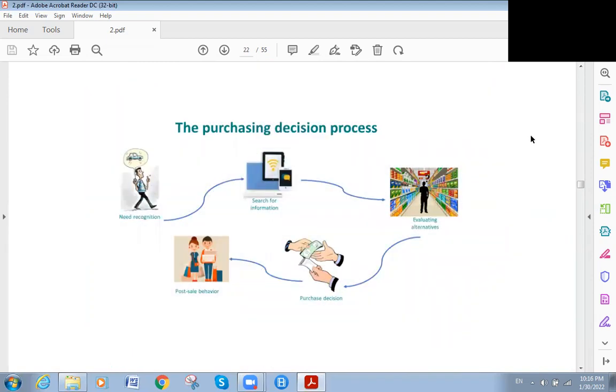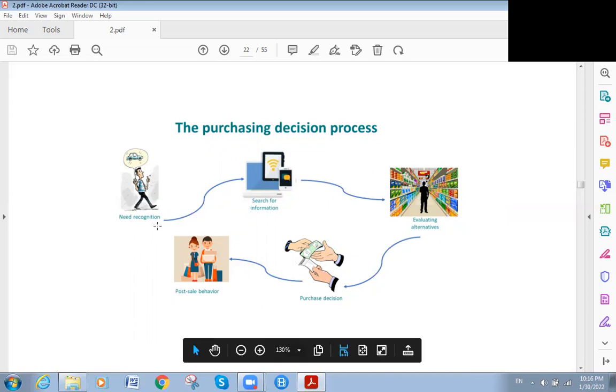This graph is very important because it tells me the purchasing decision process. You, as a purchaser, have a need recognition. You search for information. You evaluate the alternatives. You find many types, for example Coca-Cola, Pepsi-Cola, 7-Up, and so on. So you are trying to evaluate the advantages and disadvantages of each one. Then you make a decision and choose one of these alternatives.